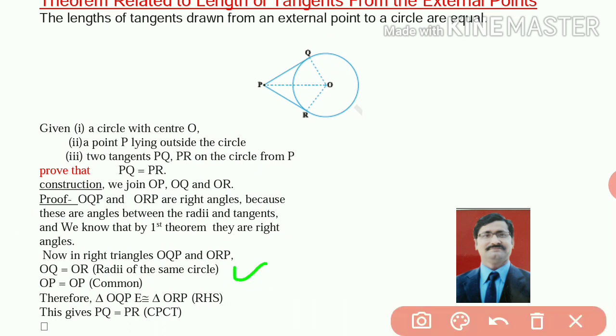In these triangles you can check OQ equals OR, both are equal because both are radii. Now OP is common, and angle Q and angle R are already 90 degrees, as we wrote in the start that these are right angles. Now by the RHS congruence property these two triangles are congruent. Triangle OPQ is congruent to triangle ORP by the RHS congruence property. So by this we can write PQ equals PR. Hope you understand this.